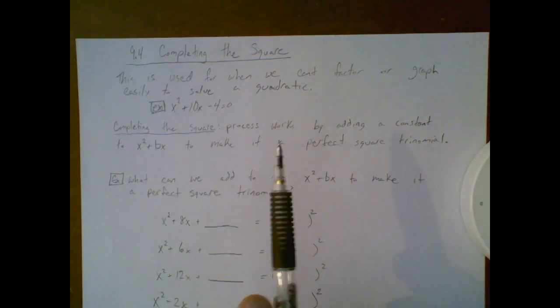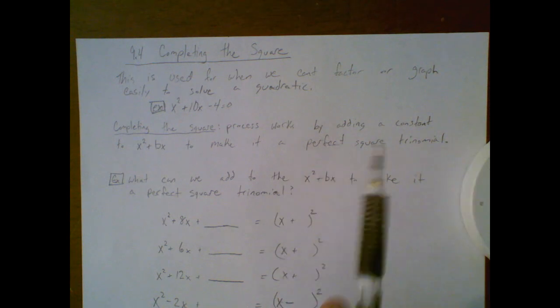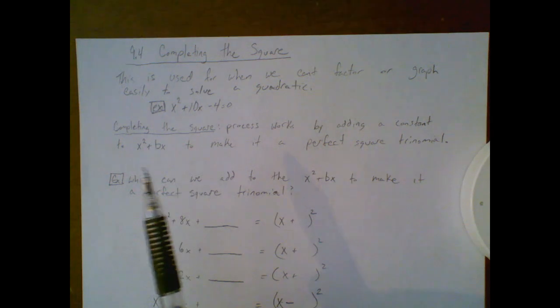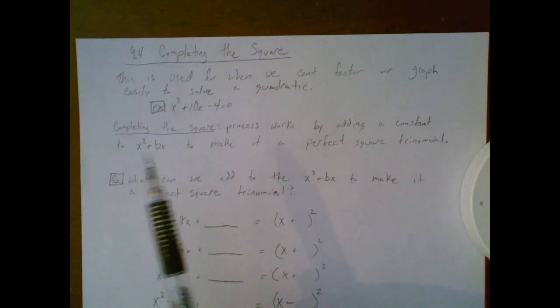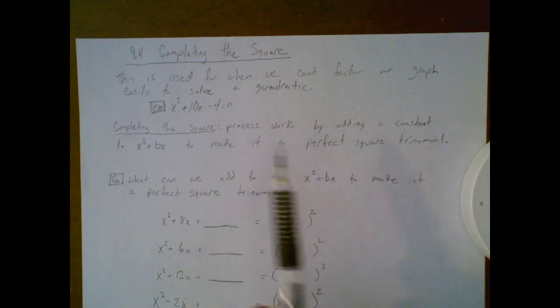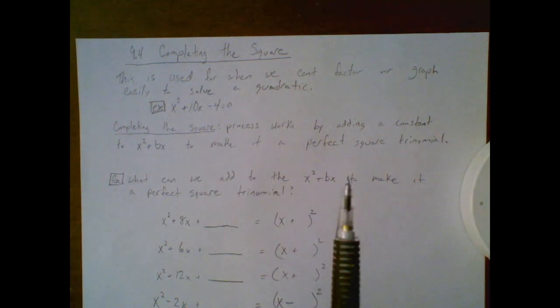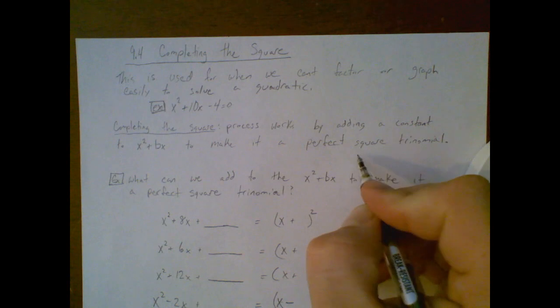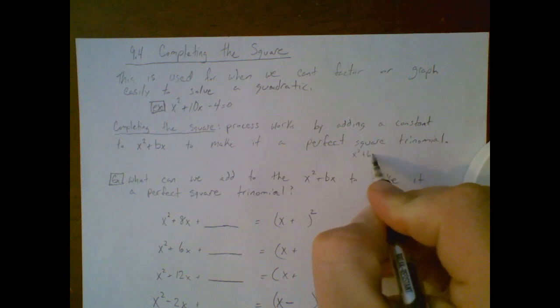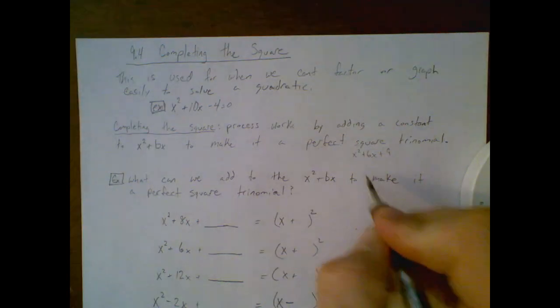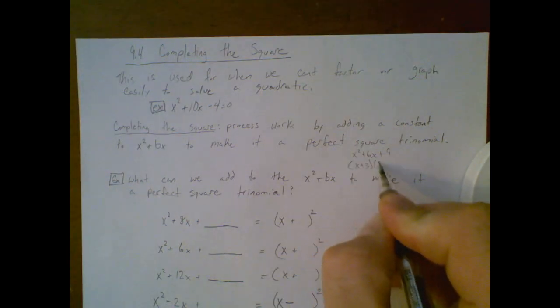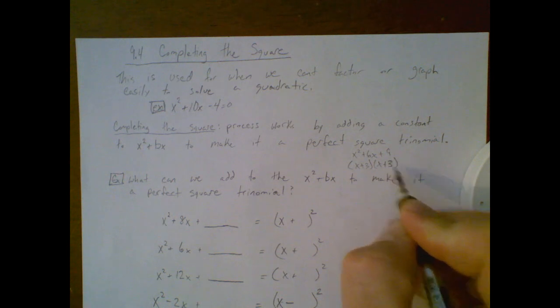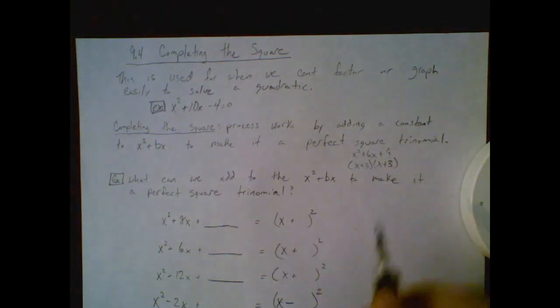So completing the square is a process that works by adding a constant to both sides of the equation, if you're dealing with an equation, but an x squared plus bx plus some constant to make it a perfect square trinomial. Now, remember, a perfect square trinomial is a trinomial that when you factor it, the two factors are the same thing. I think on that welcome video, I had an x squared plus 6x plus 9, because when you factor it, it goes (x plus 3)(x plus 3). These are the same two things. That's why it's a perfect square trinomial.